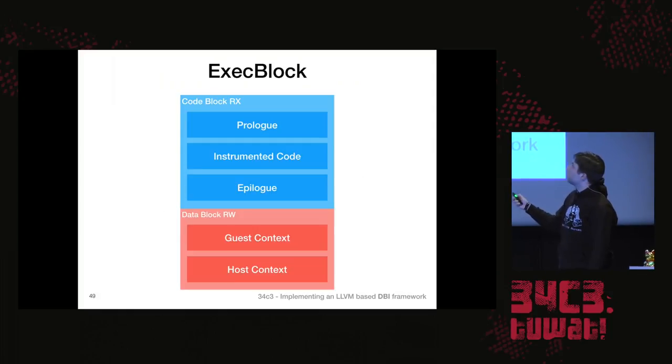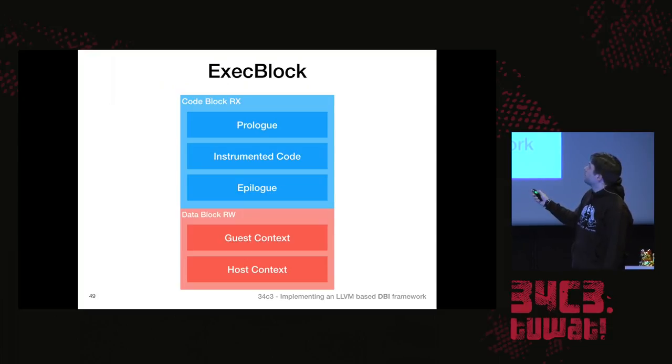So this is the first page we call the code block, and this is the second page we call the data block. This one is read, execute, this one is read, write. So the first piece of code in the code block is the prologue, which is basically in charge of doing the context switch. And to do that context switch, it can simply store the host context there and load the guest context there using relative addressing. This is the instrumented code, the one we generate with the engine. And this is the epilogue, which does the inverse switch.